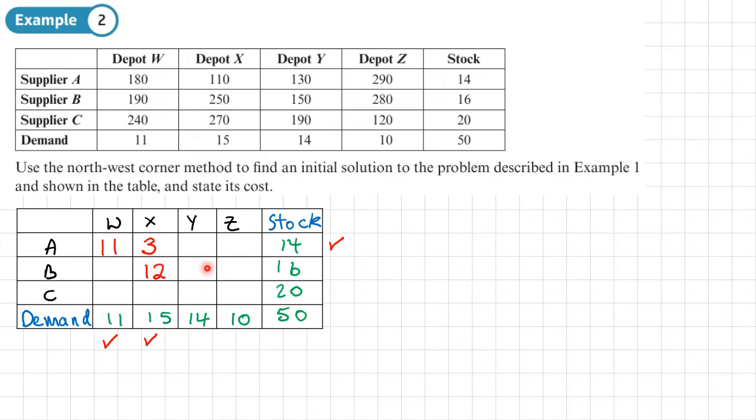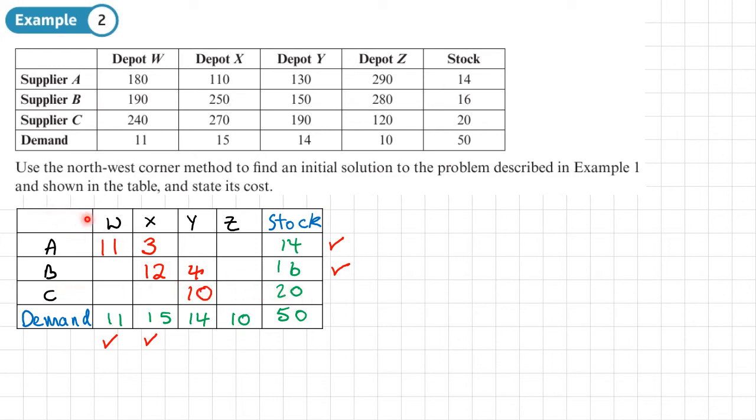We now move on to Y. Now when we move on to Y, we've only used up 16 units of stock from supplier B, so we're going to give the remaining stock to depot Y. So that now means all of this stock is exhausted. However, depot Y doesn't have everything it needs. It needs another 10 units of stock to make it up to the 14. So I'm going to grab 10 units of stock from the next supplier down.